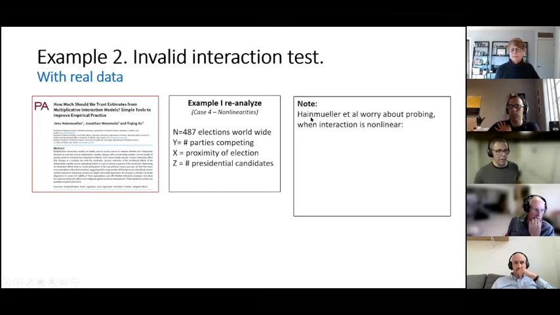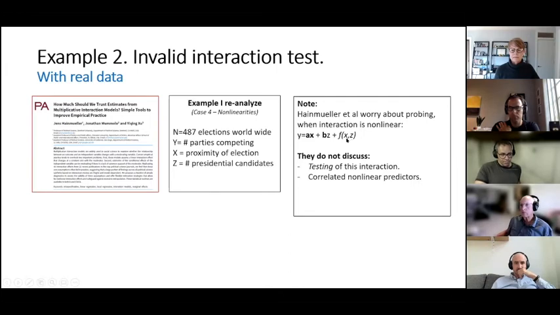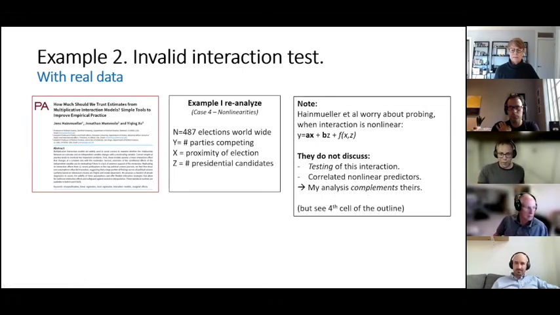So I want to make a point. The authors' paper is about probing. It's not about testing, and I'm still in testing mode. What they're worried about is, if you're probing and the interaction is not linear, will you get it wrong? So up to this point, I'm just adding to what they did. I'm not really second guessing it. But when I get to the fourth cell of my table, then I will come back and second guess them. But I just want to be clear about what it is that I'm doing in this particular demonstration.